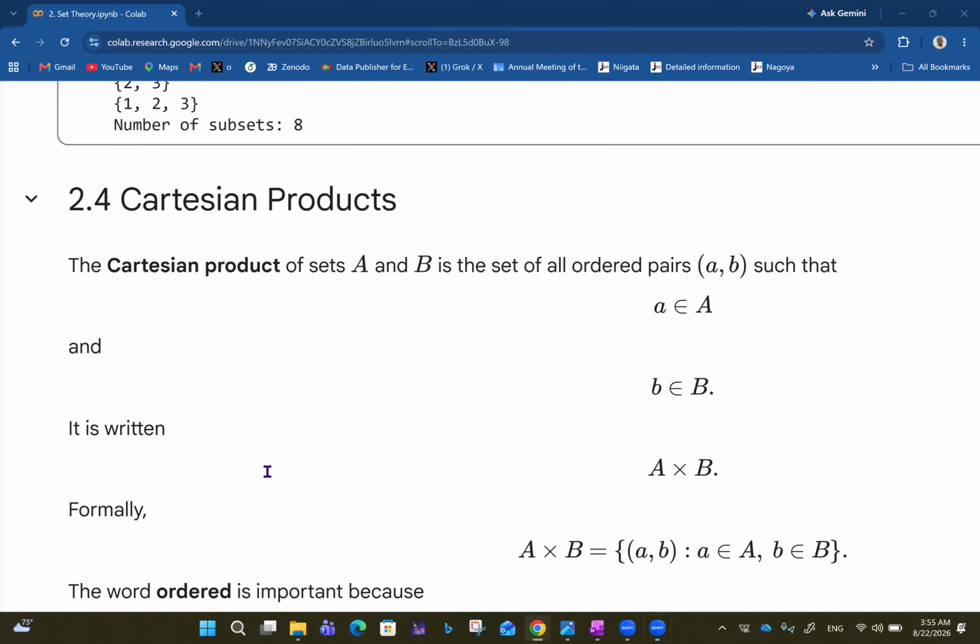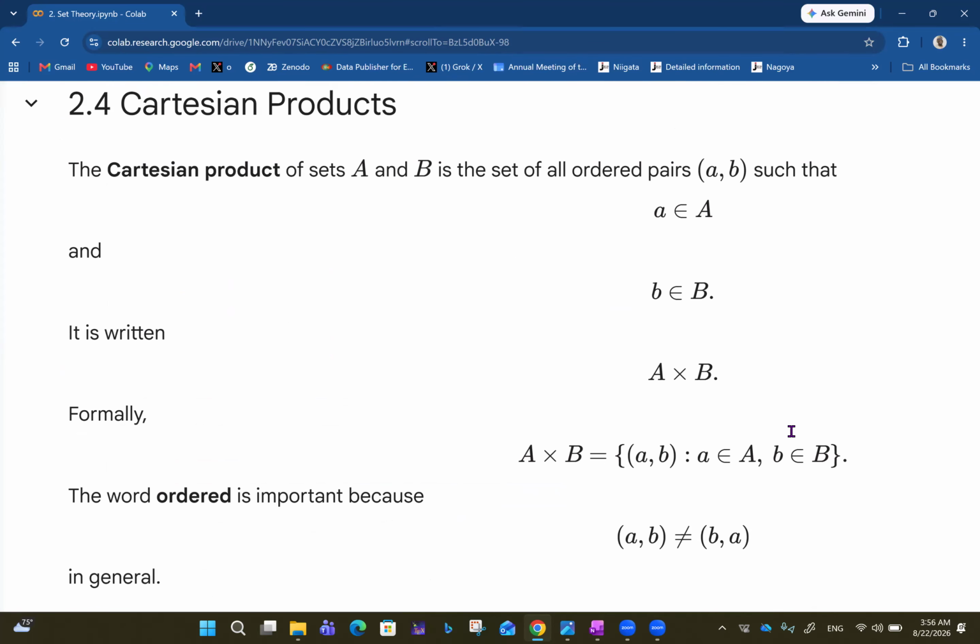Then we talk about Cartesian products. A Cartesian product of sets A and B is the set of all ordered pairs (a, b) such that a belongs to A and b belongs to B. It's more like you want to match. When I did the set theory example, I talked about maybe wanting the Cartesian product of individuals and restaurants. Let's say there are 5 individuals and 3 restaurants. You may want to see all the possibilities of the 5 people going to the 3 restaurants, so every member of the group is matched to every restaurant. That's the idea of Cartesian products.